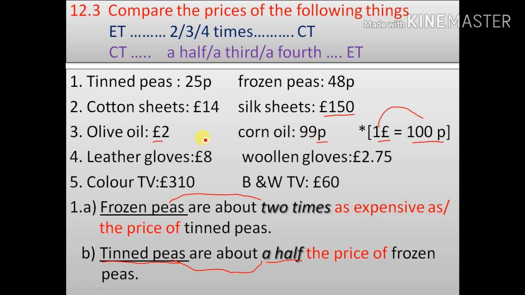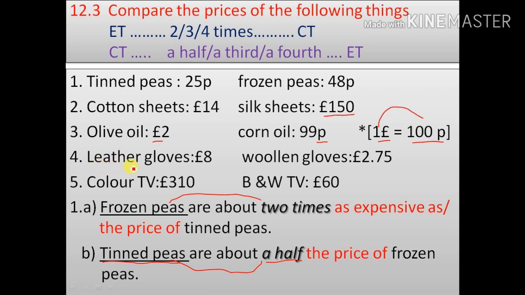So here olive oil is more expensive than corn oil. So let's begin with olive oil. Approximately 2 times. So olive oil is about 2 times as expensive as corn oil, or let's begin with corn oil, the cheap thing. Corn oil is about a half the price of olive oil.